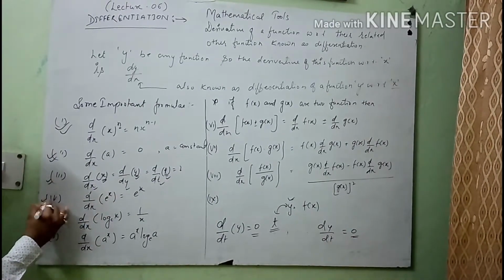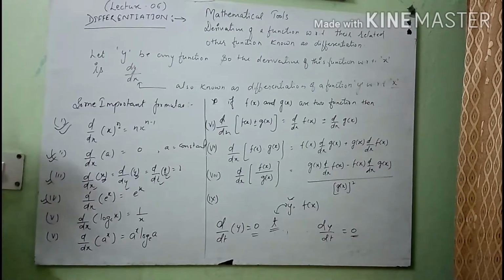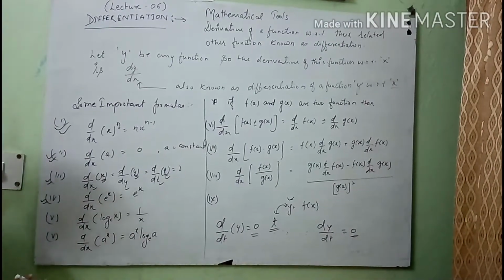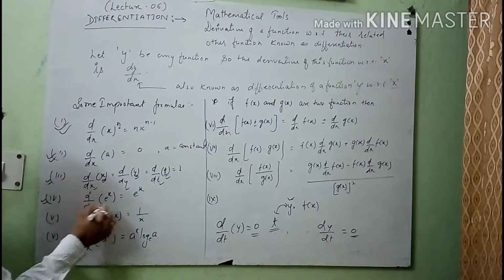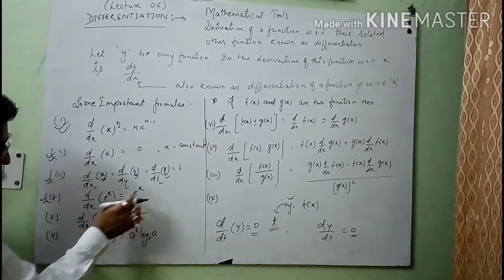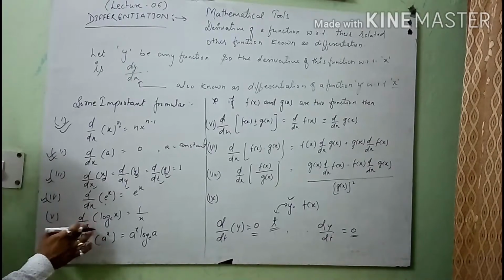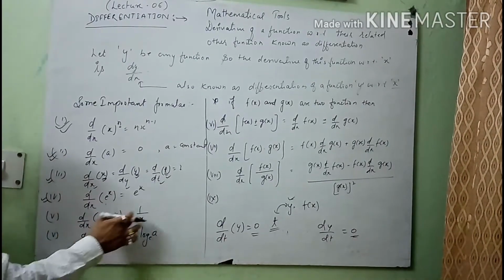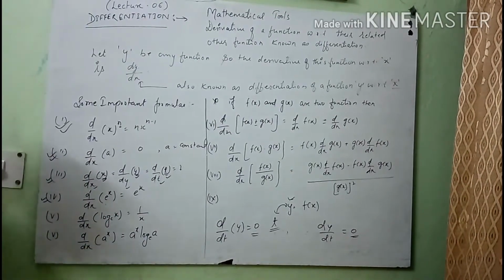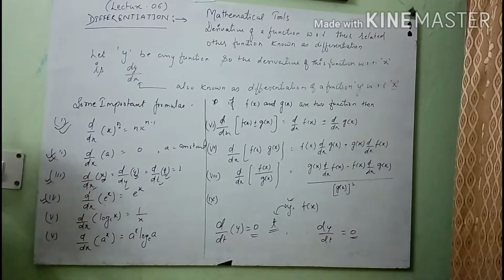And the next one is the exponential function. Suppose you find this kind of function in future: d upon dx of e raised to the power x. The answer will be e raised to the power x, it remains the same. And similarly, the next one, d upon dx of log x, is equal to 1 by x.